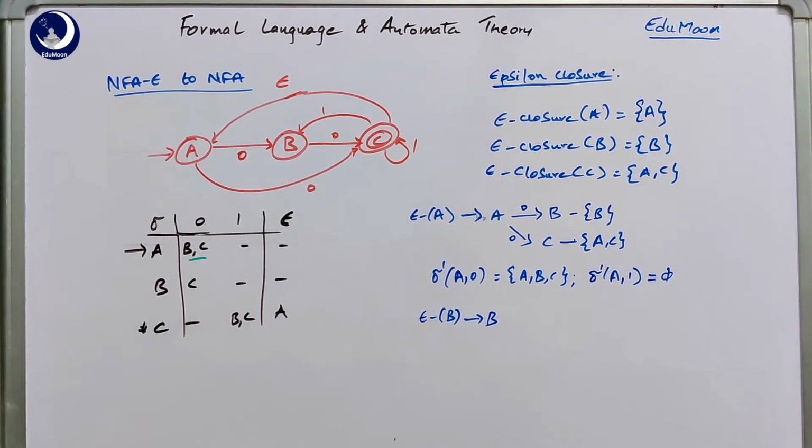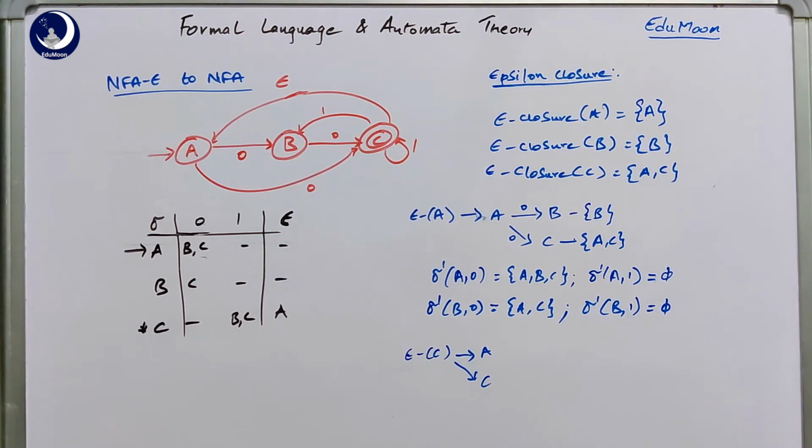Now B on 0 is equal to C. Therefore we write the epsilon closure of C here. So that indicates B on 0 is equal to A comma C, because epsilon closure of C is equal to A comma C. And B on 1 is not defined in the table, so that indicates it is again the null set here. So B on 1 is φ. Therefore delta dash of B comma 0 gives you A comma C, and delta dash of B comma 1 gives you φ. So we go with the final state, that is C.